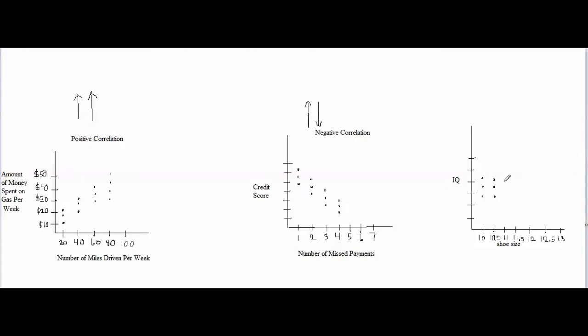And it could be that people with a shoe size of 11 still have about the same IQ as the people with the smaller shoe sizes. So it could just end up being that as shoe size goes up, IQ doesn't go up or down. We might just see this type of shape, kind of like a rectangle. This type of shape would be called no correlation. So this type of shape is showing no correlation between shoe size and IQ.